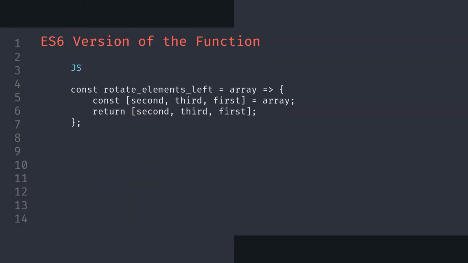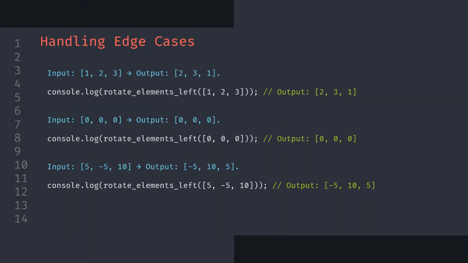The ES6 version uses array destructuring to make the code cleaner. The functionality remains the same, but it's more concise. The function handles any valid 3-element array, including zeros, negatives, or identical numbers. It consistently rotates the elements.